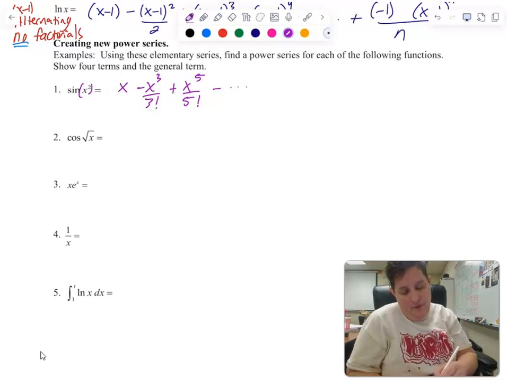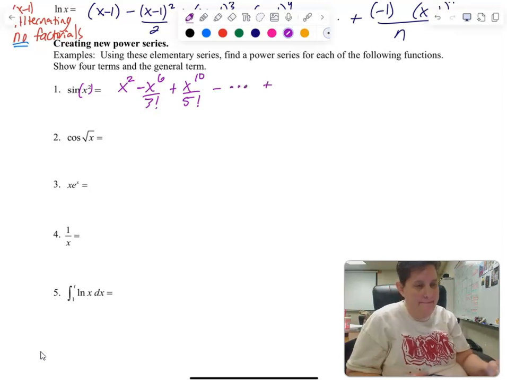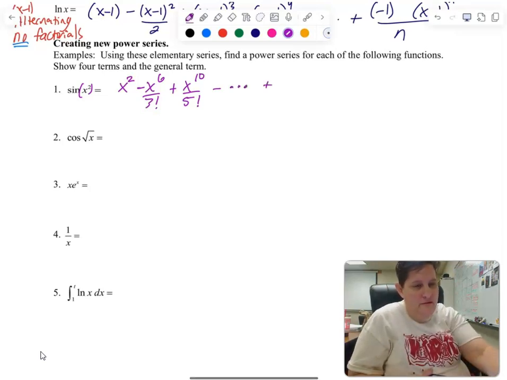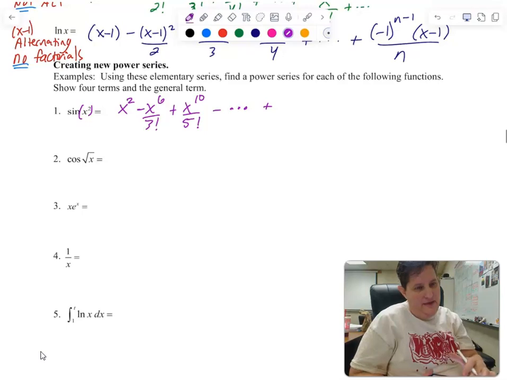Okay, but when I plug in x squared, each of these gets squared, so this actually turns to x squared. Now x squared to the third would go to the sixth, and x squared to the fifth would go to the 10th. Alright, so we get that.